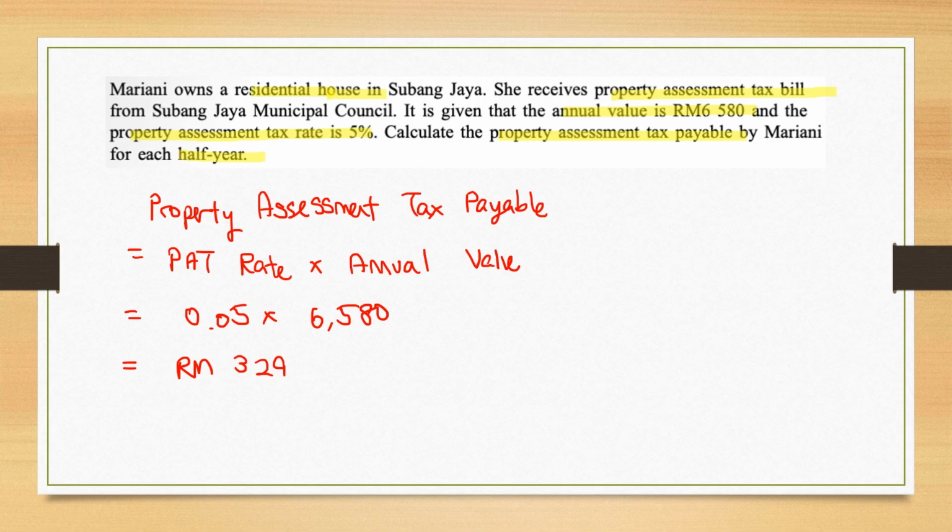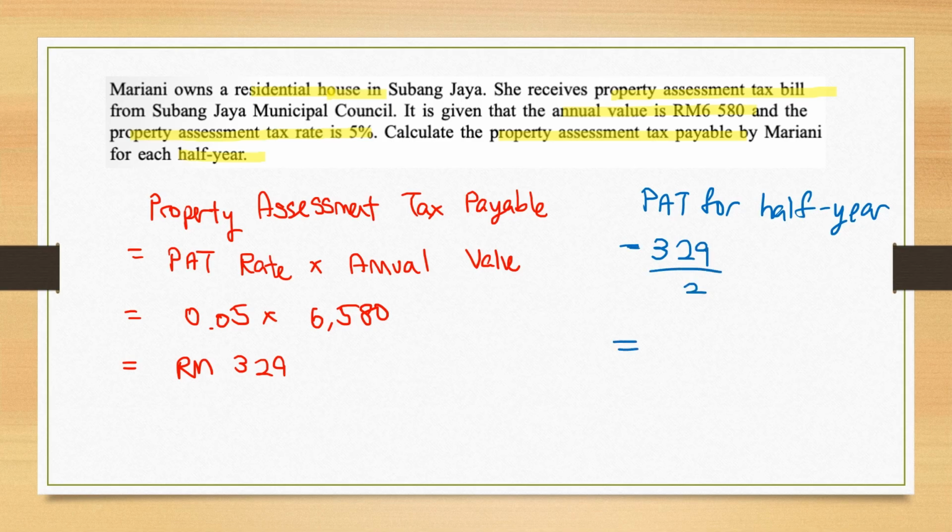Property assessment tax for half year. Let me just write down here. PAT for half year would be 329 divided by 2. Lastly, your final figure would be RM 164 and 50 cents. There you go. That's your final figure right there.